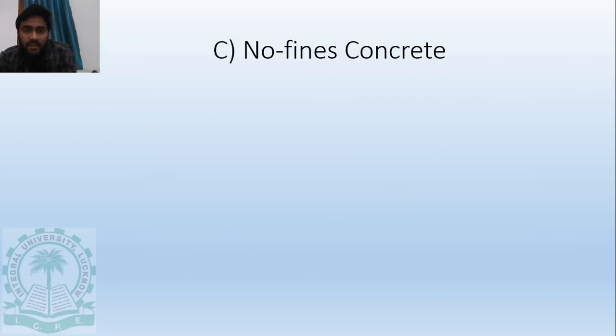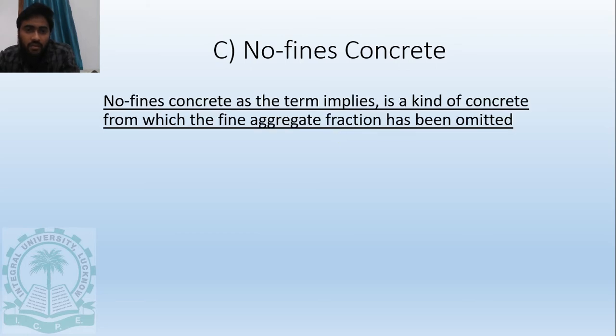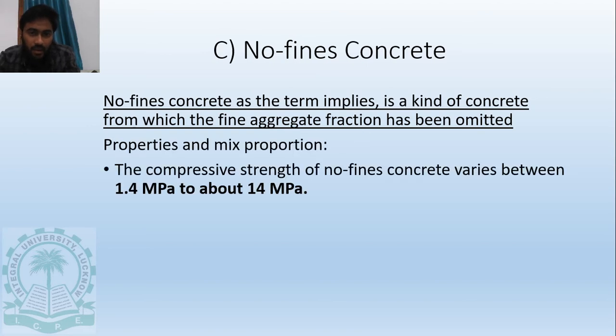So the first category we had was lightweight aggregate concrete, the second was aerated concrete, and the third one we have is no fines concrete. No fines concrete is a type in which we do not have fine aggregates. Usually concrete is a mixture of cement, coarse aggregate, fine aggregate, admixtures and water, obviously. But in this type of concrete we do not have the fine aggregate. The compressive strength of such concrete varies from 1.4 megapascals to 14 megapascals.